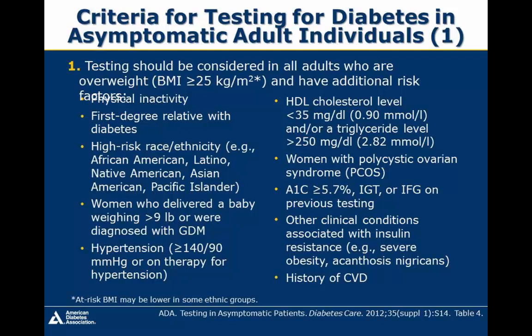If you are a high risk race or ethnicity, if you belong to groups such as African American or Latino, you should be tested. If when you delivered, it was a macrosomic baby, more than 9 pounds, that is a high suspicious factor to be diagnosed with gestational diabetes, even though your blood glucose levels were not elevated.